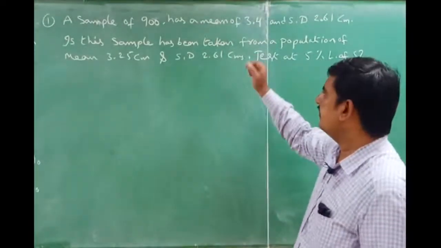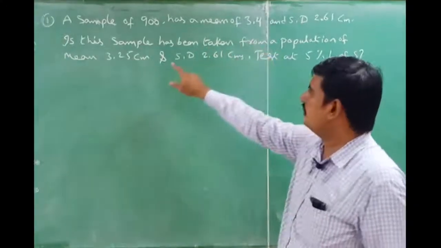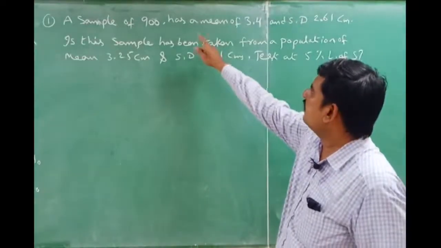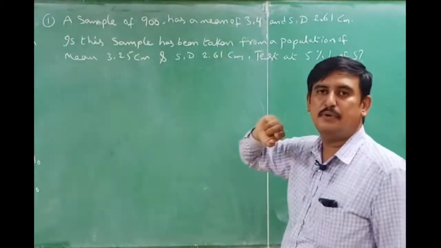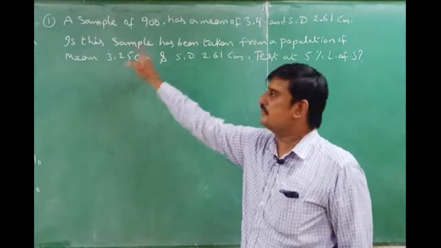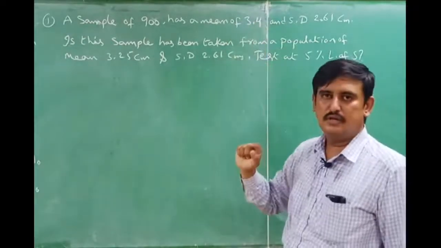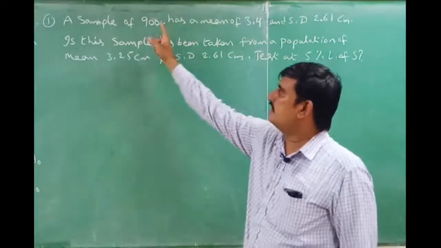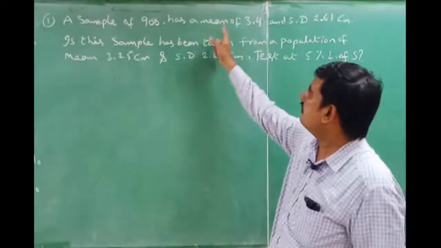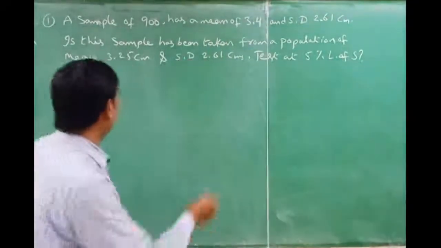What is he saying here? There is one population whose mean is 3.25 centimeter. We took a sample of 900 members and tested the mean, and we got 3.4. But the population mean is 3.25, and the sample mean is 3.4. Then he is asking, test whether this sample is collected from this population or not. So for this, what do we have to do?